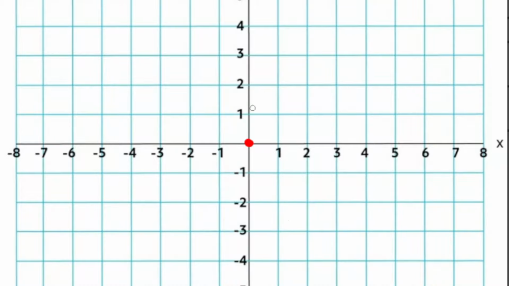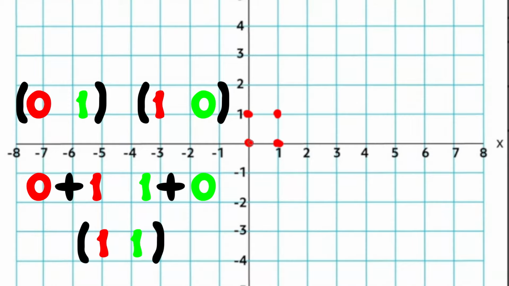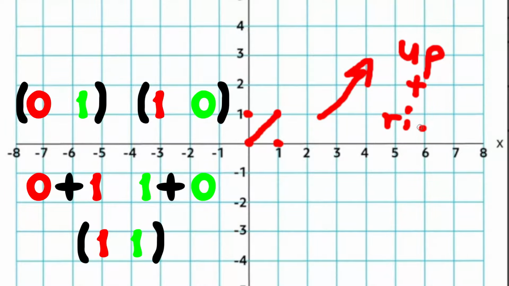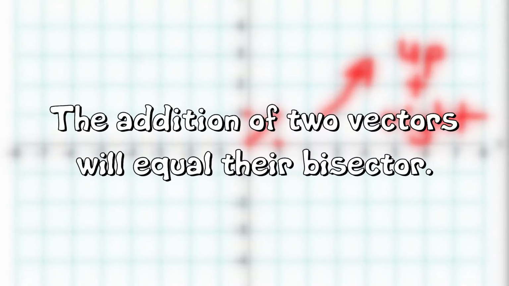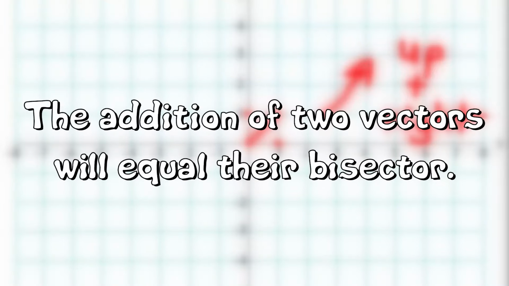Check this out. Let's plot two endpoints, one at 1, 0 and one at 0, 1, the right and up directions respectively. If we add the x-coordinates of the two endpoints, do the same with the y-coordinates, and then plot the result, we'll get a line segment that heads toward the upper right part of the graph. This leads us to an important conclusion. The addition of two vectors will equal their bisector. Bisector meaning that it splits the vectors down the middle.